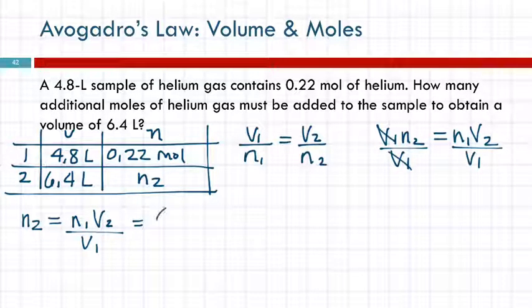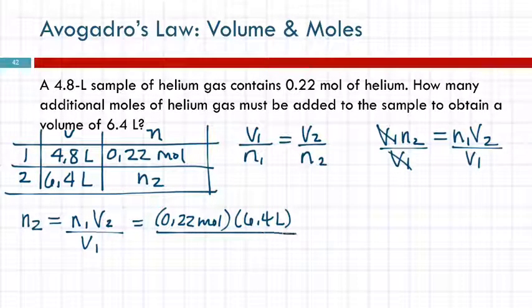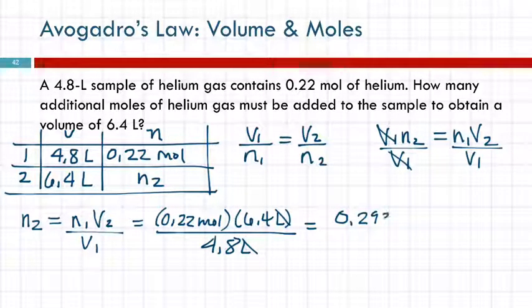Well, n1 is 0.22 moles, and volume 2 is 6.4 liters, and I'm dividing by volume 1, which is 4.8 liters. I look at my units. The units are canceling out, so that's nice. 0.22 times 6.4 divided by 4.8 equals 0.293 repeating moles.